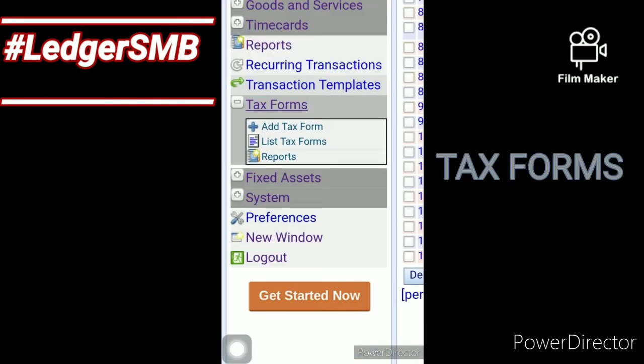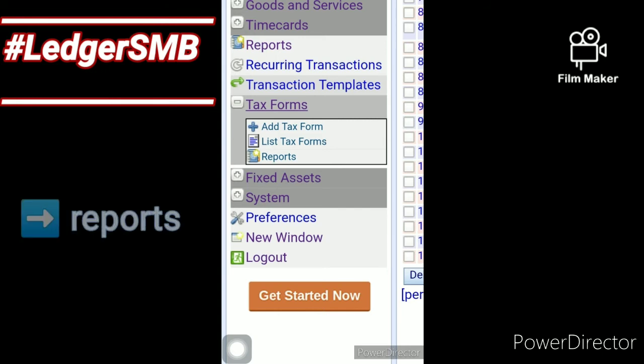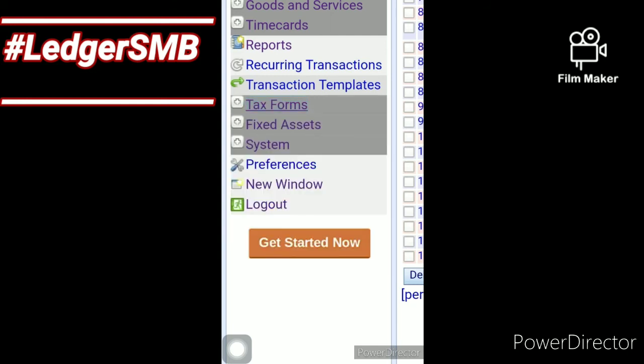The categories of tax forms are add tax form, list tax forms, and reports. Income tax forms are the official government documents you're required to fill out when you pay your taxes.